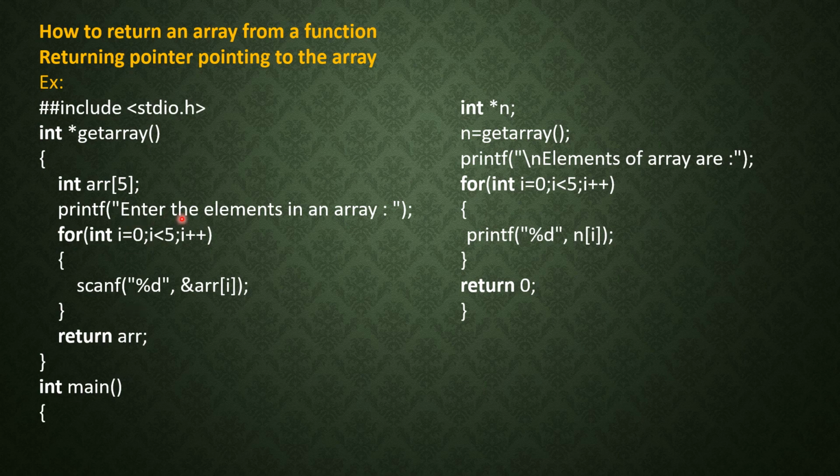Now see here, enter the elements in an array. I am entering the array elements, ARR of I, repeating for the 5 values. Then I'm going to return that array, just mentioning the name of the array. It returns the starting address of the array. If you return the starting address, you can get the continuous array elements. Once returned, it will be received in the variable n, which is of type pointer. Now I'm going to display the elements of the array using n of I, from 0 to 4, and it will display the contents of the array.